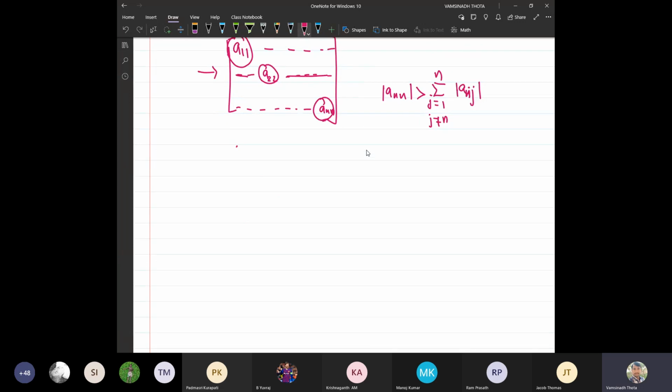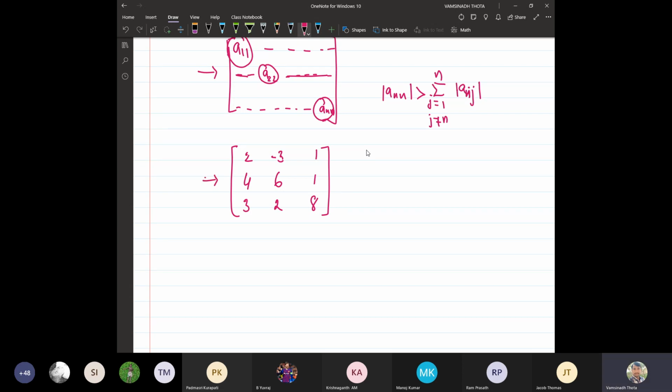For example, take this one, maybe 2, 3, 1, and 4, 6, 1, 3, 2, 8. Consider this matrix. What about this one? Is it a strictly diagonally dominant matrix?